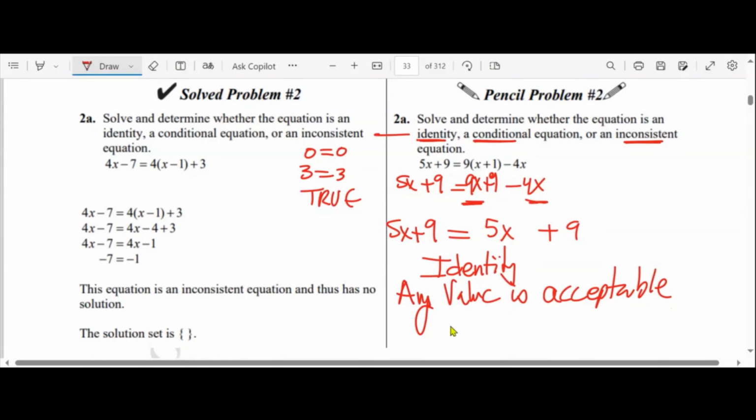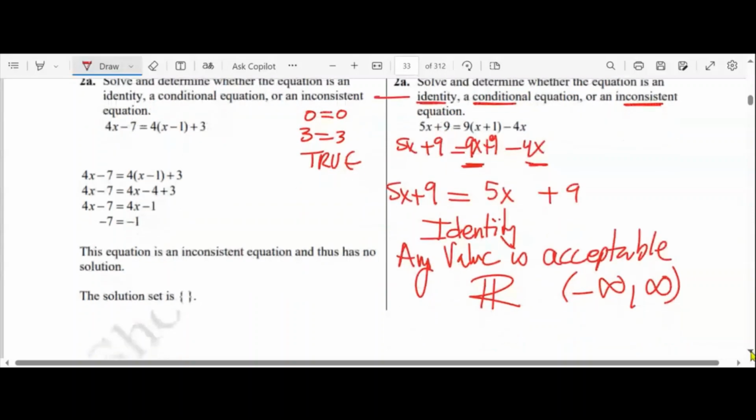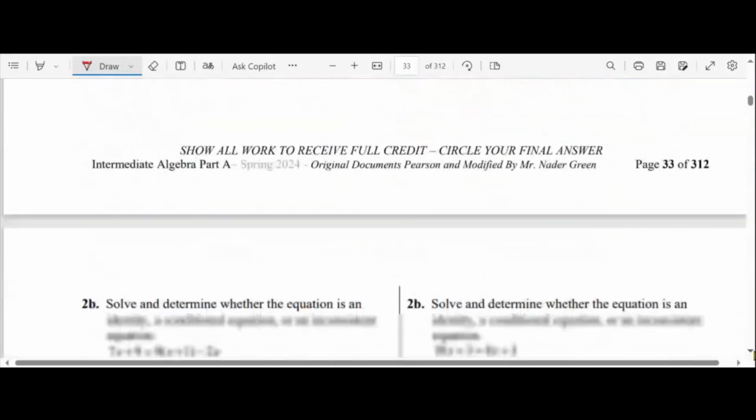It means all real values. How can you write all real values? Or you can write negative infinity to where? Positive infinity. It means all numbers, right? All numbers is a solution. Is this clear? Yes. Let's go to the next one.